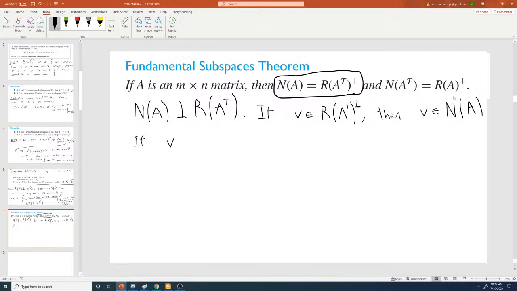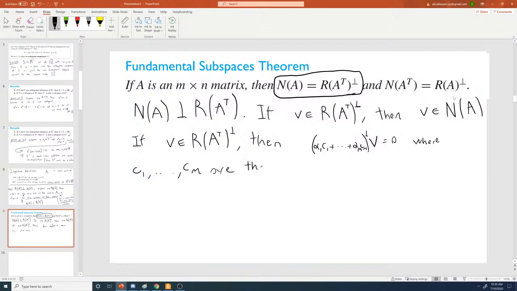So here's how we can see this. If V is an element of the orthogonal complement of R of A transpose, then V times (alpha 1 C1 plus ... plus alpha m Cm) transpose is equal to 0, where C1 through Cm are the columns of A.